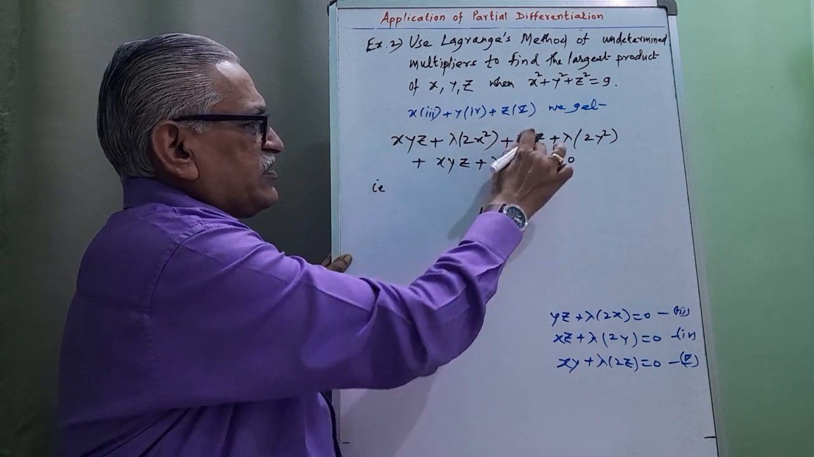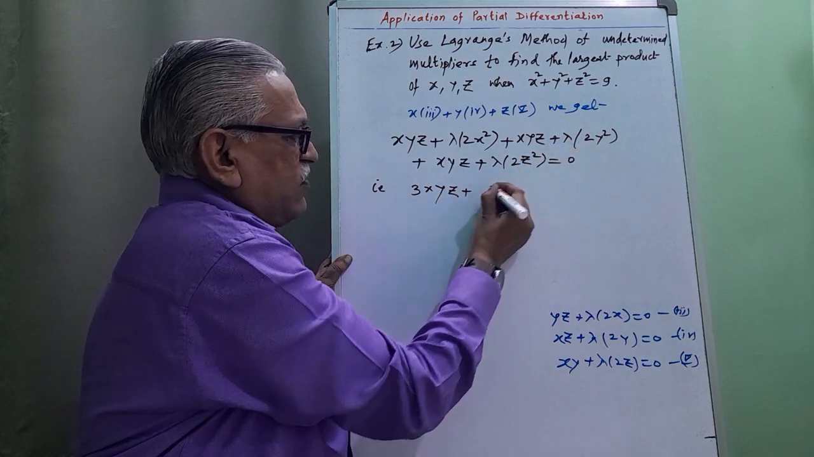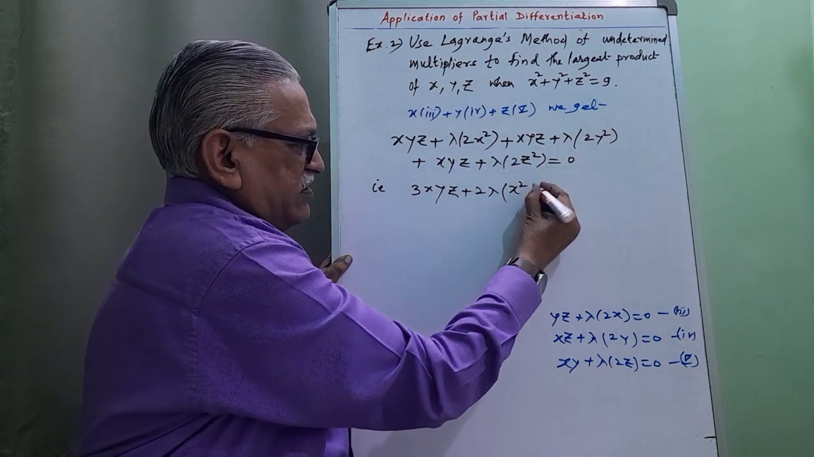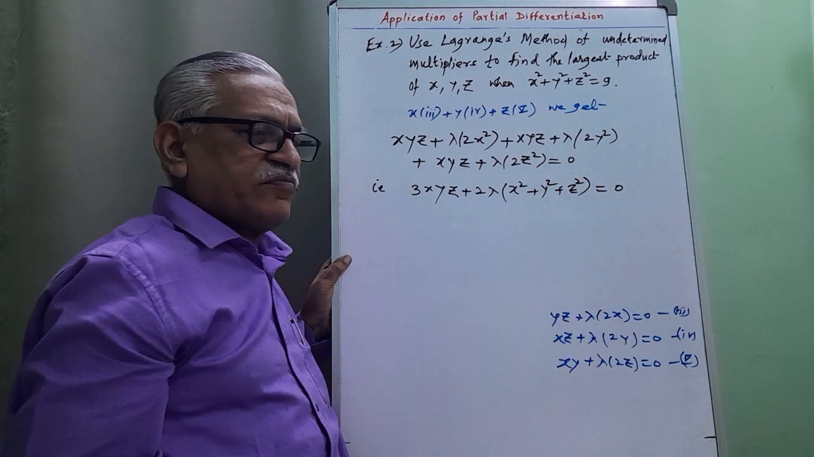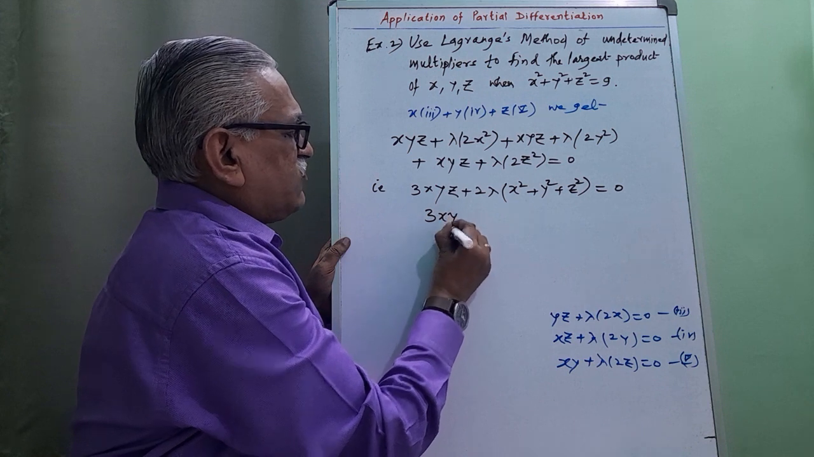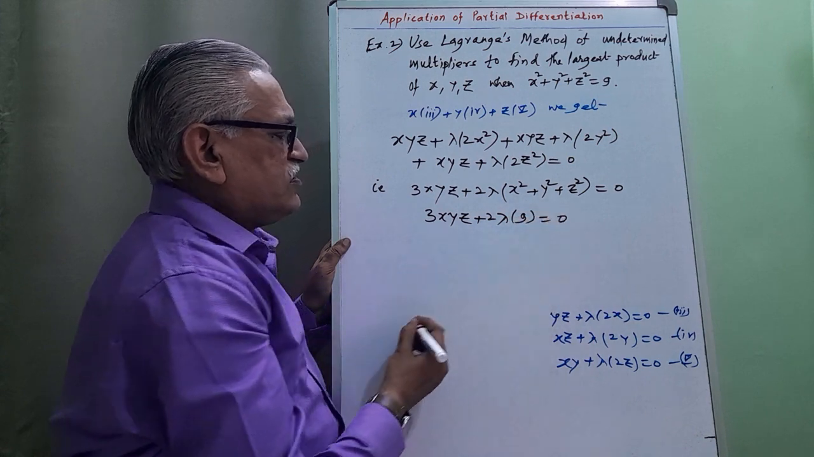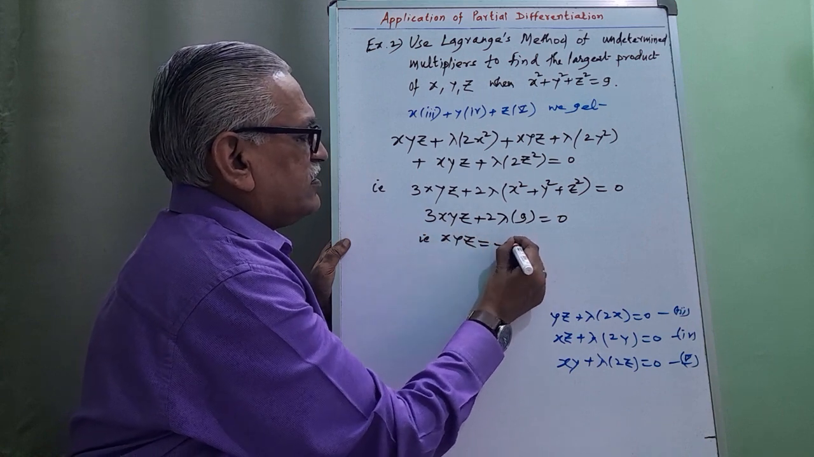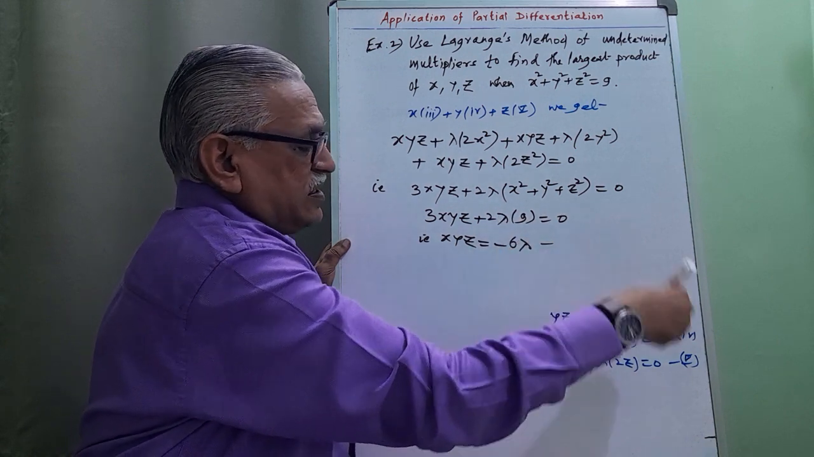This is nothing but xyz plus xyz plus xyz, we get 3 times xyz plus 2 lambda we can take common from the remaining terms, x square plus y square plus z square, and that equals 0. Substituting the value of x square plus y square plus z square as 9 from the given information, we get 3xyz plus 2 lambda into 9 equal to 0. Dividing by 3, we get xyz is equal to minus 6 lambda. We call this equation number 6.